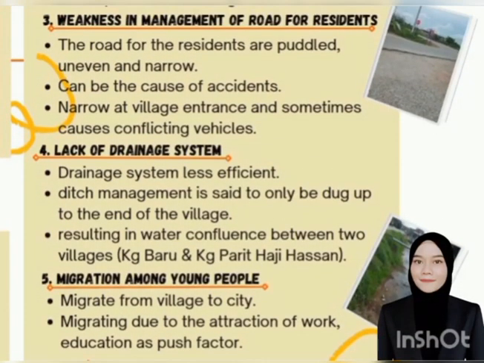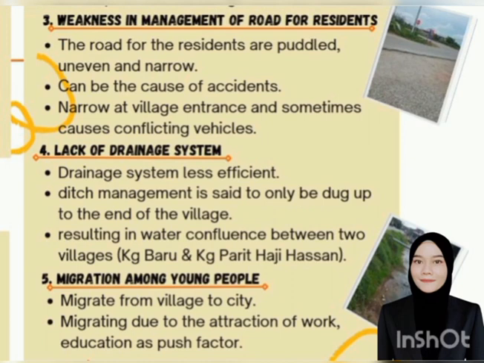Third, weakness in management of roads for residents. Roads are very important public access for people in the residential area. Our respondents state that the road that serves as the main road for the residents is puddled, uneven and narrow. The puddle is very deep, and during the rainy season it is filled with water. This can be the cause of accidents. Another respondent says that the main road here is narrow, especially at the village entrance, and sometimes causes conflicting vehicles.